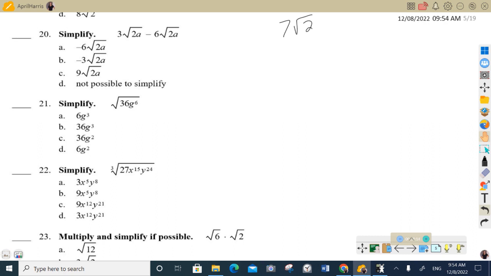Okay. Quit hitting that. All right, simplify 3 square root of 2a minus 6 square root of 2a. Those are like terms, so 3 minus 6 is going to be negative 3 square root of 2a. Shut the front door.